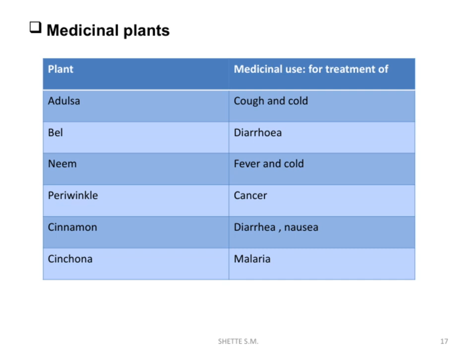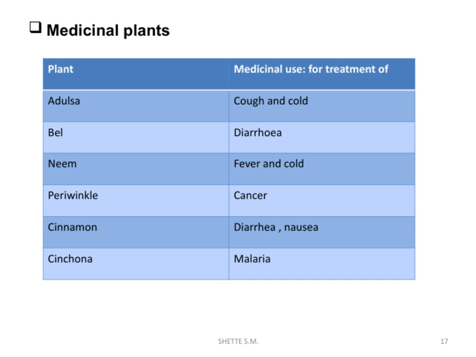Periwinkle is particularly interesting because it has applications in cancer treatment, showcasing how plants can contribute to serious medical conditions. Cinnamon is well known for addressing issues like diarrhea and nausea, providing relief from digestive discomfort. Lastly, cinchona is famous for its role in treating malaria, a disease that has historically been a major health challenge.